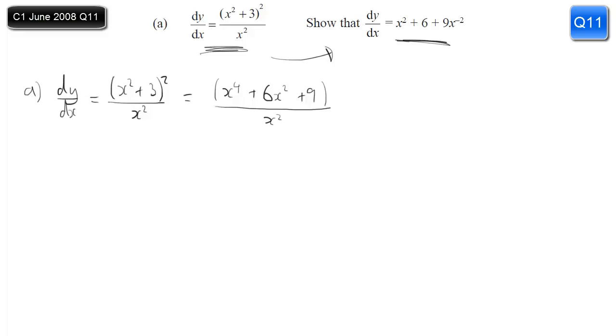Second thing that I can do is I can split that up. Well, I can divide each term on the top by x squared. So x to the power 4 divided by x squared is x squared. 6x squared divided by x squared is 6. And 9 divided by x squared is 9 divided by x squared. But it wants it written like this, and we can see easily that that's what that is. So I can rewrite that as x squared plus 6 plus 9x to the minus 2.